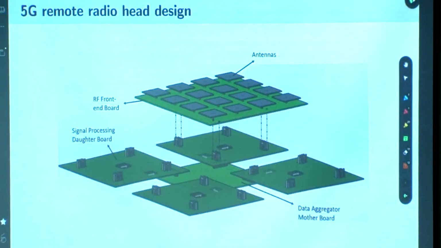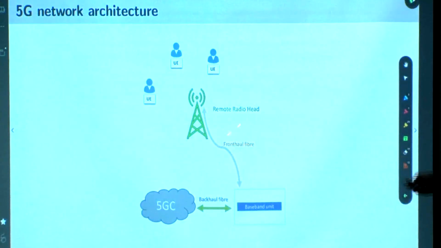So why do we have four such cards? Because each card can only handle processing for 16 antennas. These cards process for 16 antennas each, and this data aggregator card aggregates data from all these antennas and then sends it to the baseband unit over an optical link. On the other side, there are antennas. That's how it's architected. This is a radio, this is a baseband, and on the other side, this is the core network. Optical link on one side, backhaul on the other side.